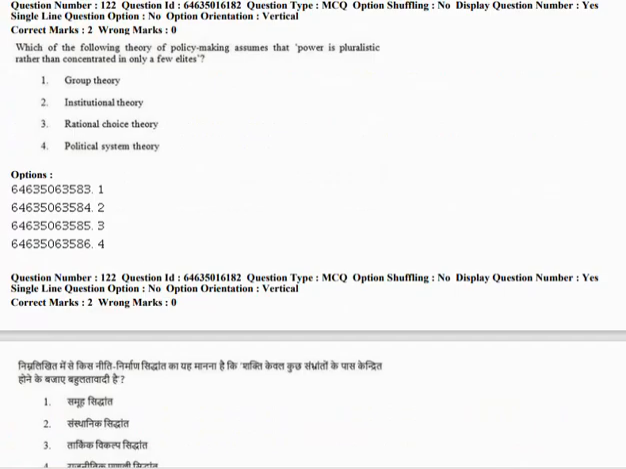122. Which of the following theory of policy making assumes that the power is pluralistic rather than concentrated in only a few elites? It is group theory.